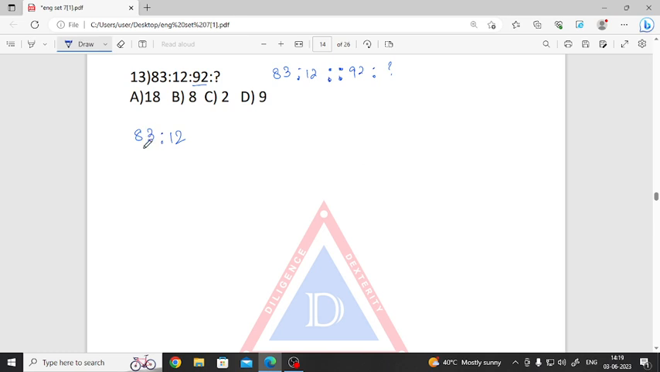Okay, if we multiply 8 into 3, what do we get? We get 24, and if we divide by 2, we get 12. Is it possible? Let's see. For 92, if we multiply 9 by 2, we get 18. Then again we divide it by 2, we get 9. See, 9 is there. So the process is multiplying the digits and then dividing by 2.